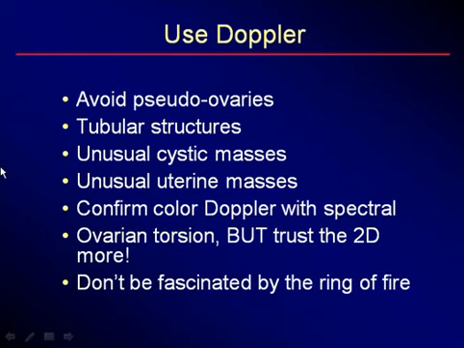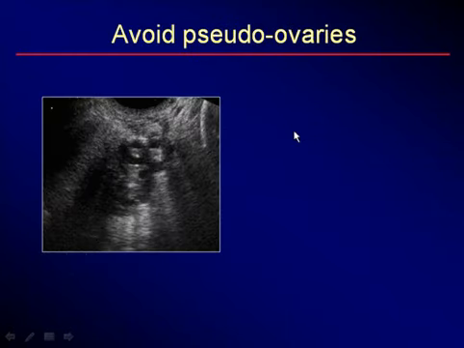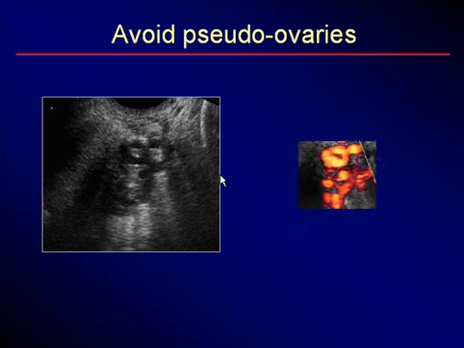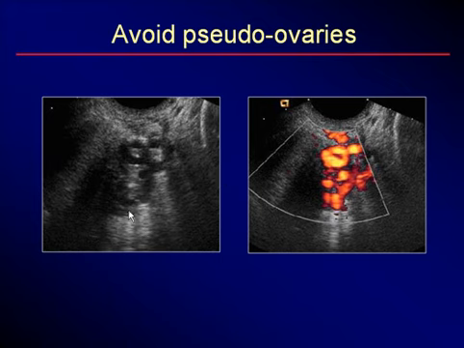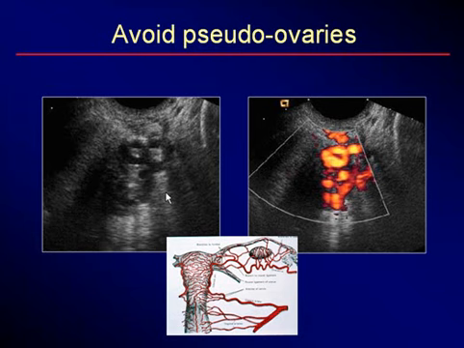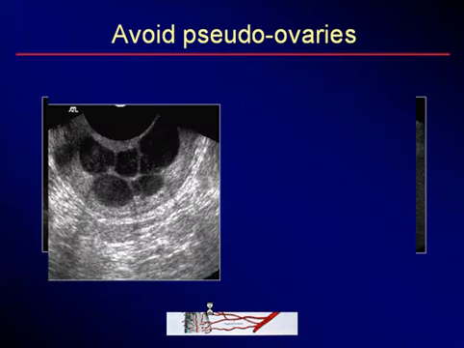And with torsion and ring of fire, I want to make a couple comments. Here's something that looks kind of like an ovary. You turn on your Doppler, it isn't. It's just a cross-section of the para-uterine vessels. We make up ovaries all the time, so we have to be careful with this. What's happening here is we're slicing through some of these vessels that are coming in to the uterus, so we don't want to make that mistake.